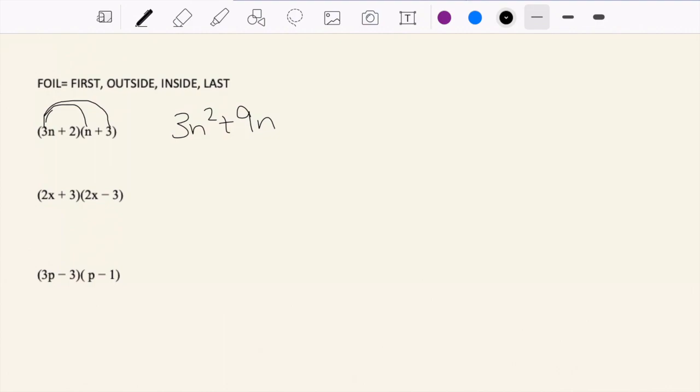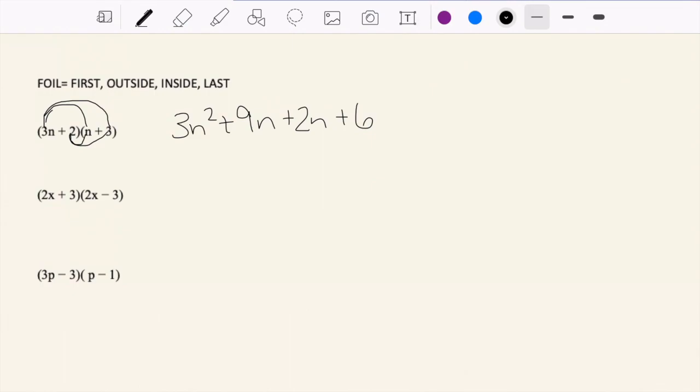Then we have inside, so the inside number of this parentheses times the inside number of this parentheses. So 2 times n just becomes 2n. And then the last, so the last of this parenthesis times the last of that parenthesis. So 2 times 6.